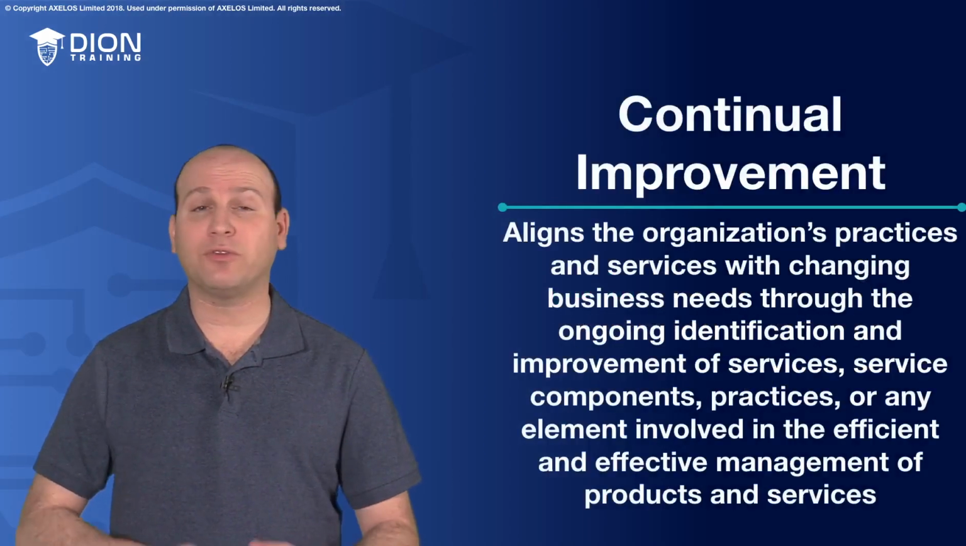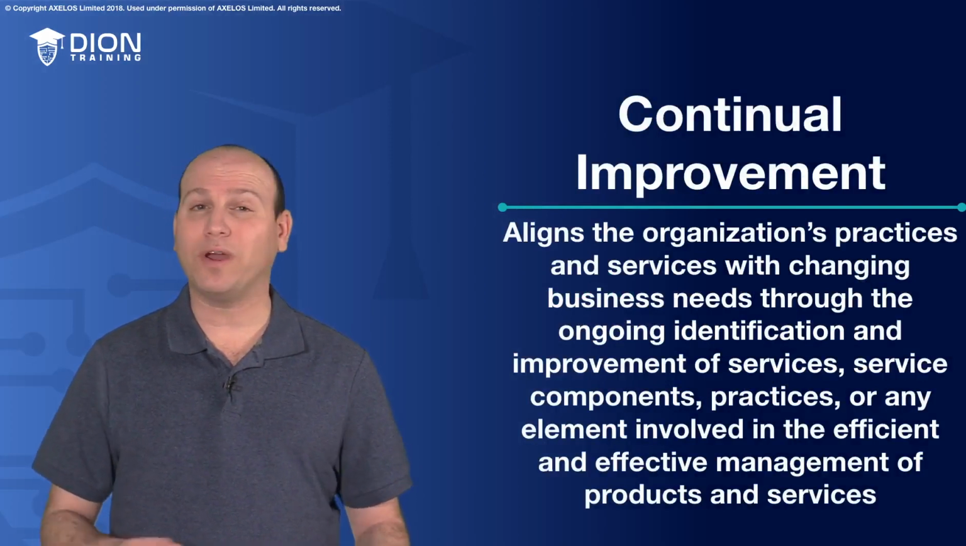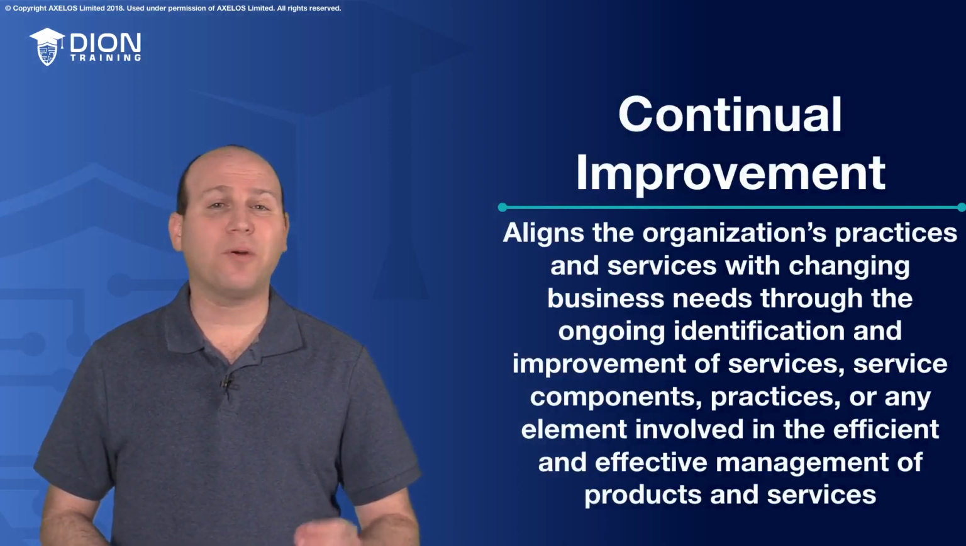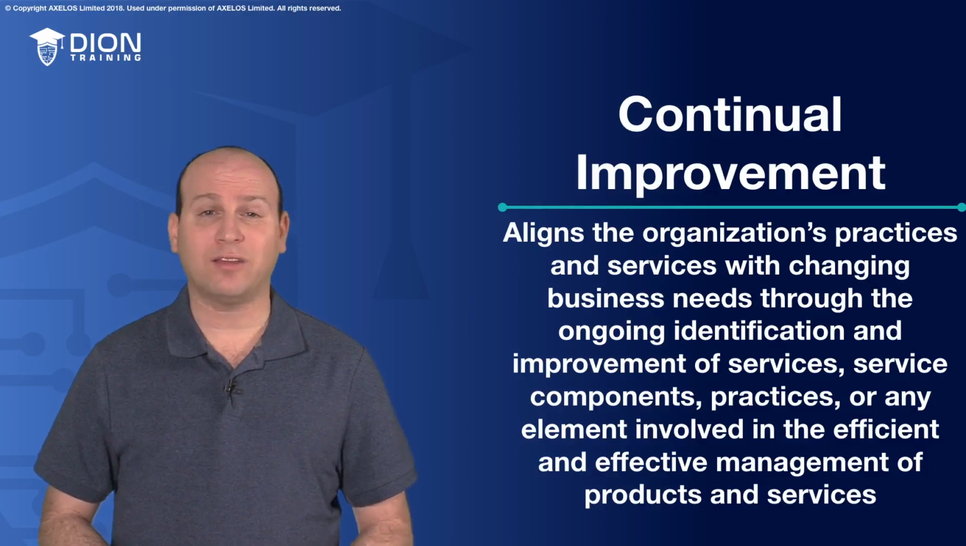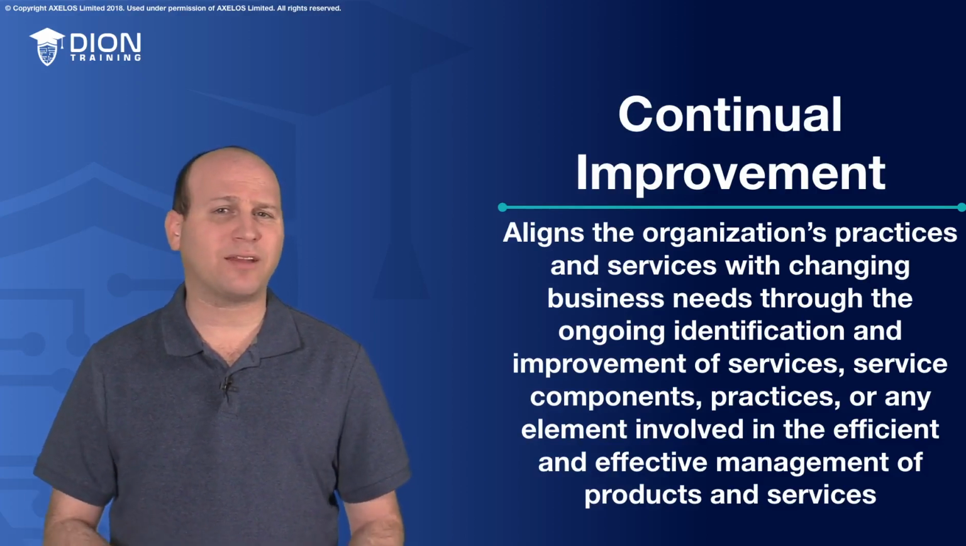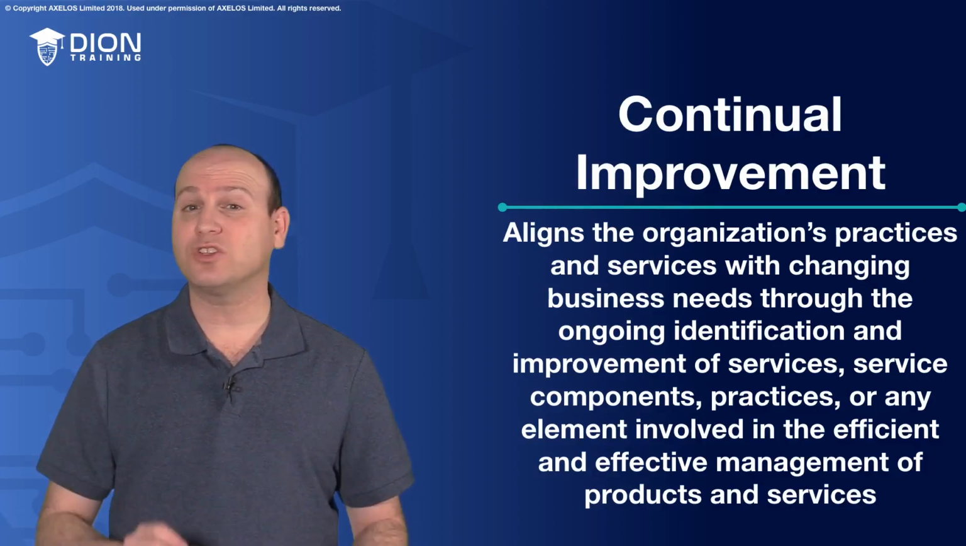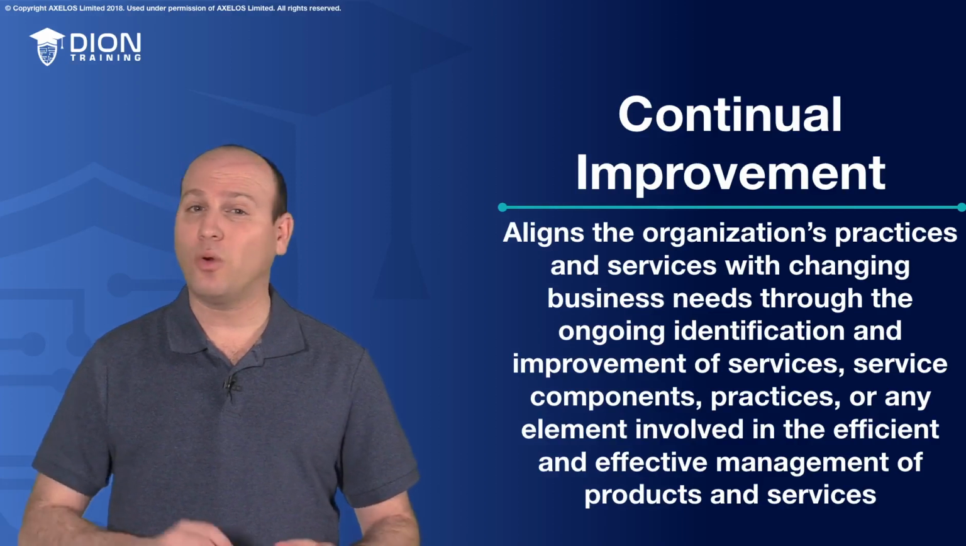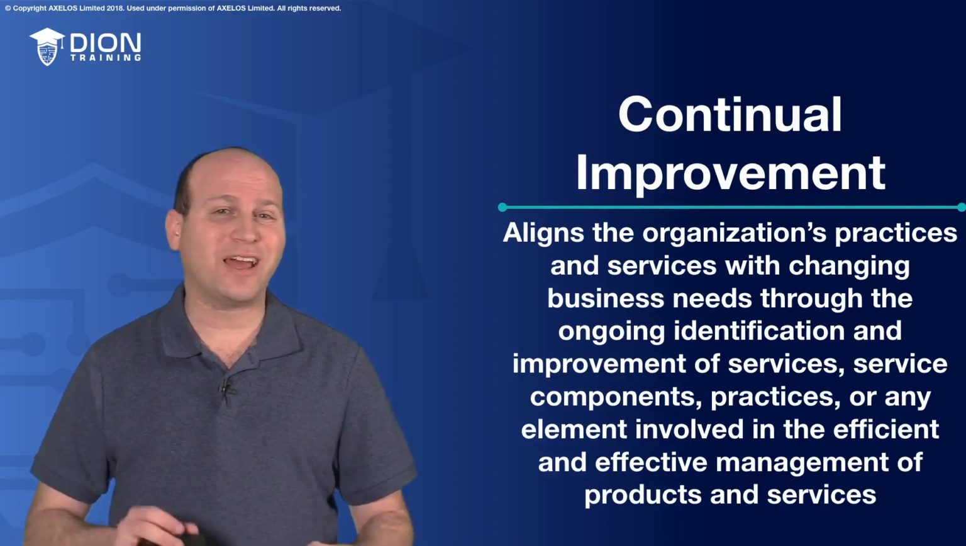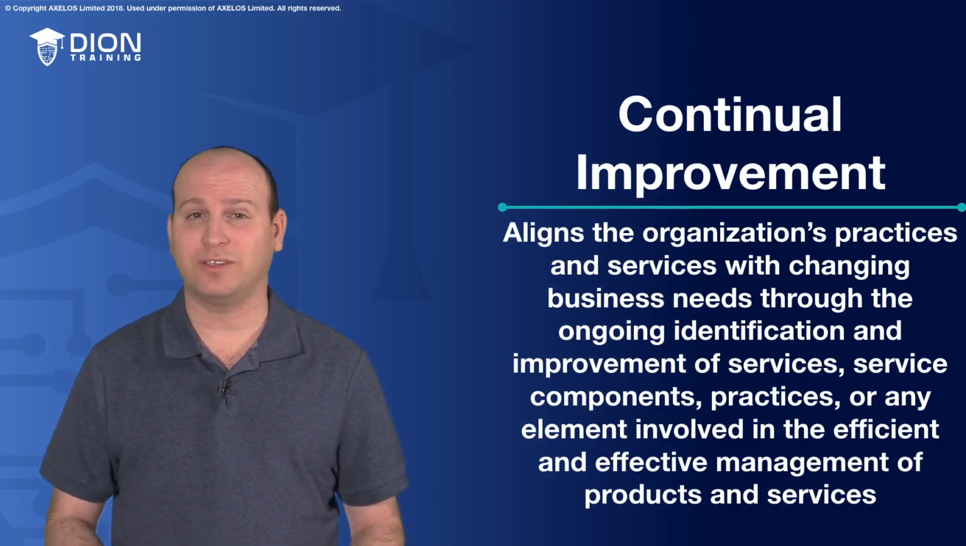Now, I said you have to be able to recall the definition. So what is that definition? Well, the purpose of the continual improvement practice is to align the organization's practices and services with changing business needs through the ongoing identification and improvement of services, service components, practices, or elements that are involved in the efficient and effective management of products and services.